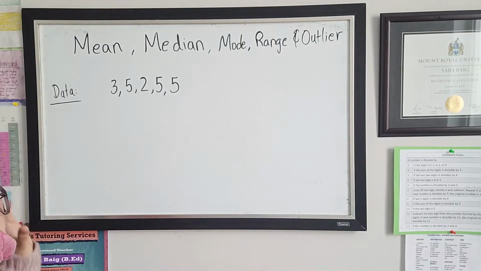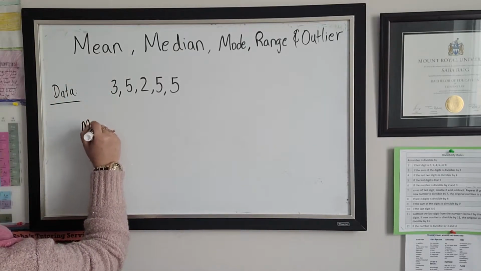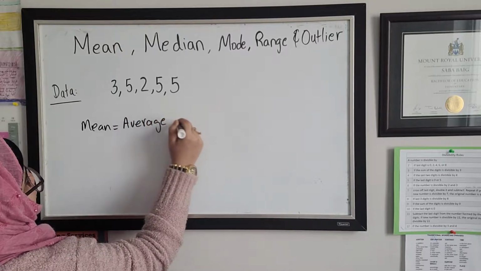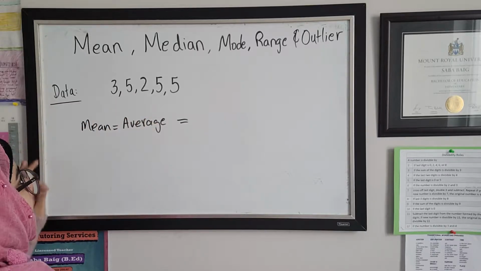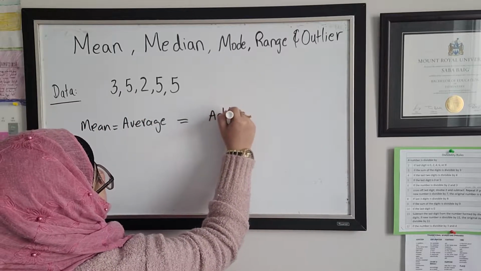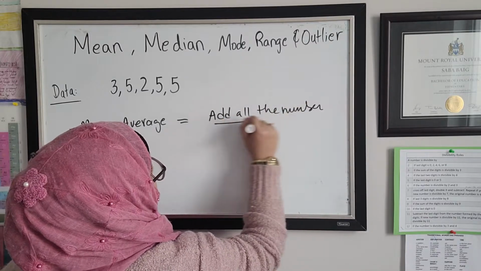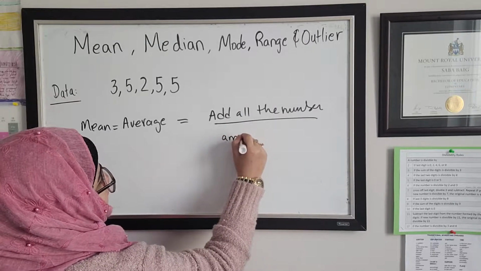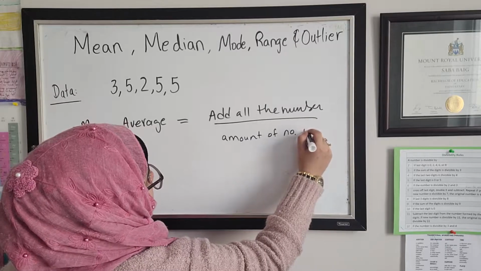Okay, mean means the average of anything, average of the data, average of the numbers. How do you find the average? Mean is actually the average. So I'm going to write mean is equal to average. And how do you do that? How to find the average? You add up all the numbers, and divide by the total amount of numbers you have.